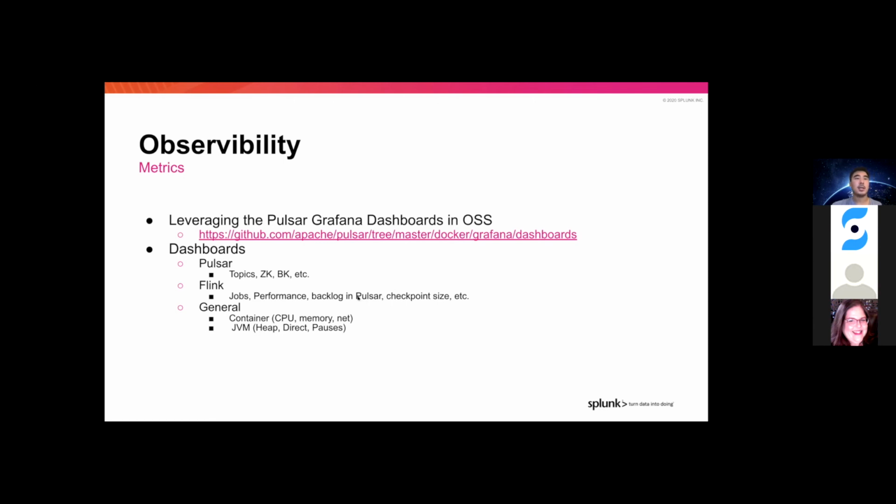We also have Grafana dashboards to gain insights into the general container and JVM information about Pulsar and Flink. Both of the projects are written in Java, so it's really important to monitor the heap usage, direct memory usage, and the GC pauses and so on to see if there's a problem. The problem could arise in those areas as well, such as not having enough resources.